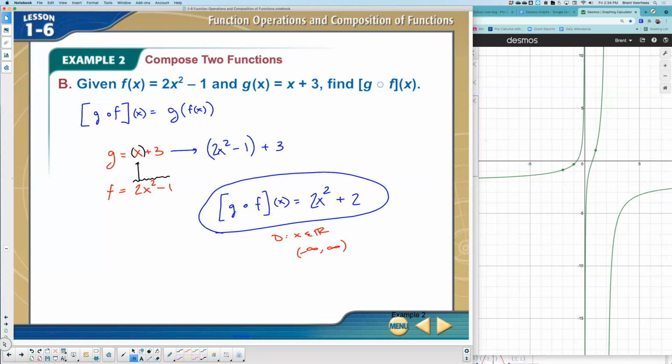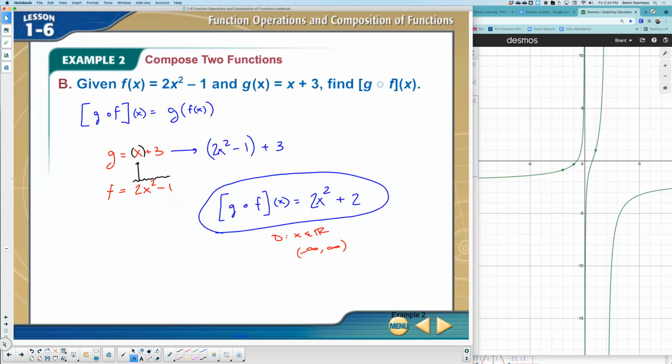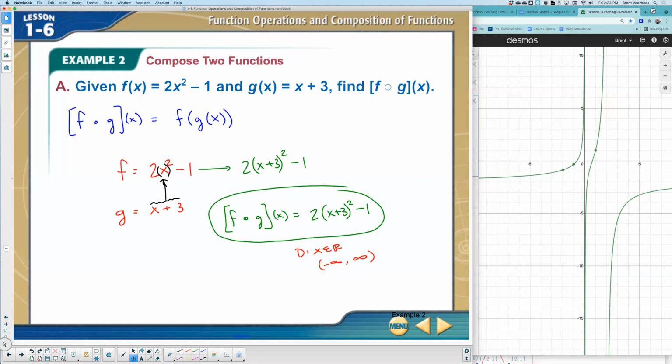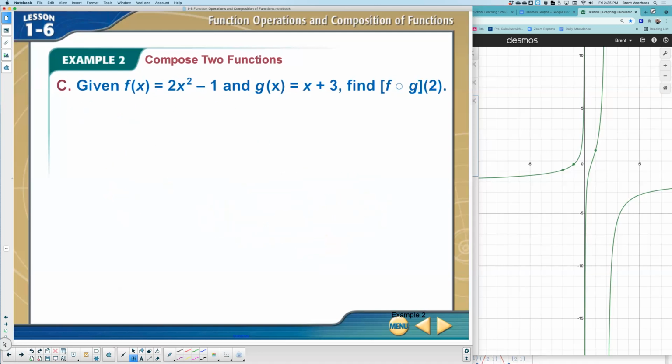Okay, one more, and then you'll see part C. Oh, I want to point out, I just found f of g and g of f, and the starting equations were the same. Did we get the same answer? No, order matters on compositions. If you change the order, you likely will get a different answer. All right, part C.